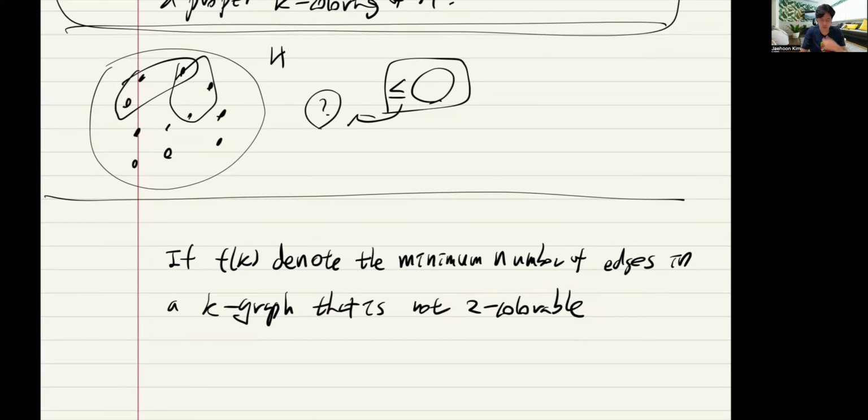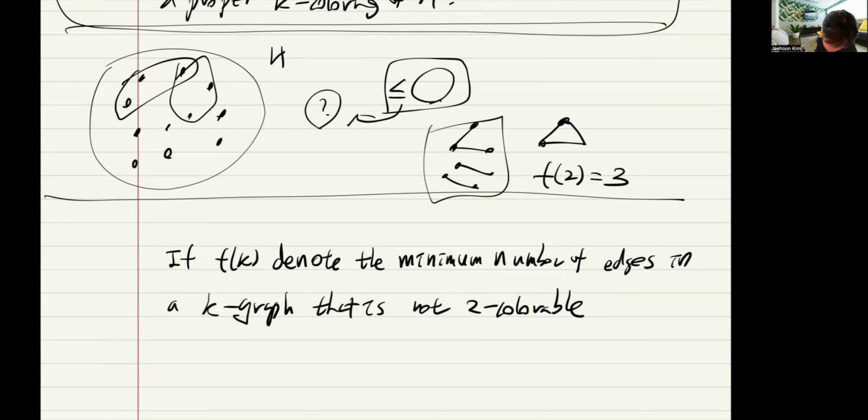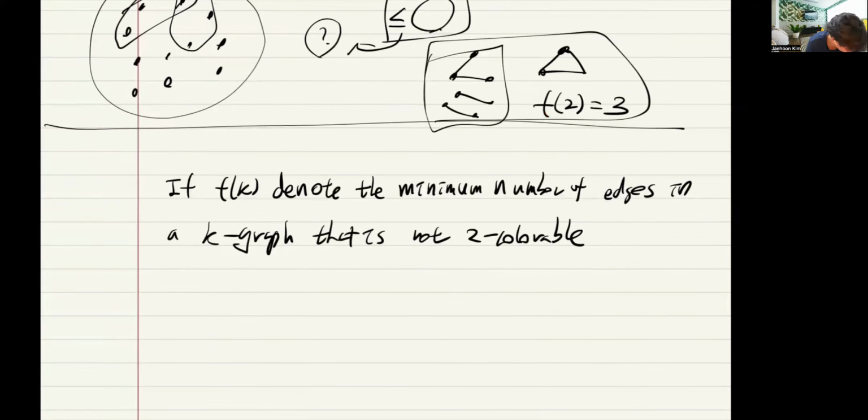What's this threshold? For example, in the graph case, two-colorability means the graph is bipartite. And the smallest non-bipartite graph is the triangle. So f of 2 is 3. With two edges, it's always bipartite, no matter how you take it. And in general, if you have a k-uniform hypergraph, what would it be?